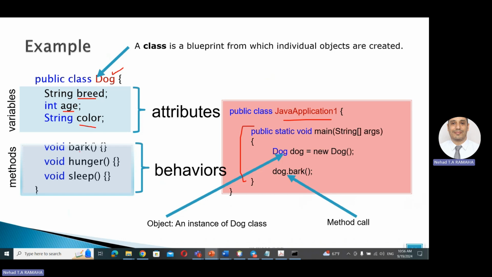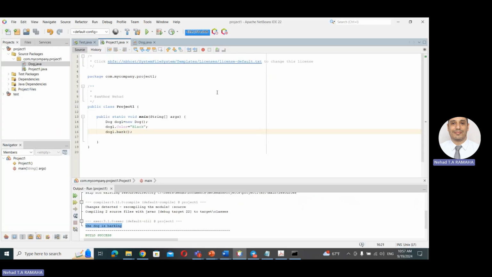We have some methods like bark. What's the bark? The sound of the dog. Yes, not park. Park the car, but bark here, the sound of the dog. Hunger, sleep. We can take some methods. Okay. If we want to use this class in the main method, first we have to create an object from it. Let me write the code directly and show you what I mean.